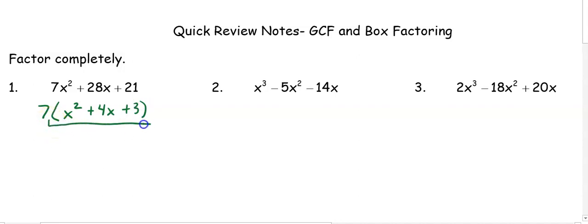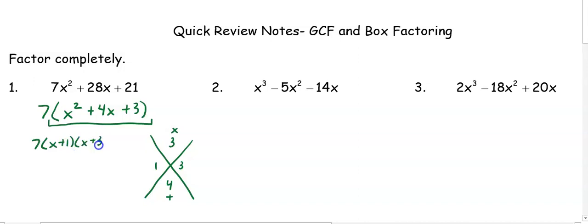Now, once we get here, this is going to be our box factoring that we're used to. So we want to figure out what are two numbers that multiply to 3 and add to 4. Well, the only numbers that multiply to 3 are 1 and 3, and those luckily add to 4. So we would have 7, we bring our GCF down, times x plus 1 times x plus 3.